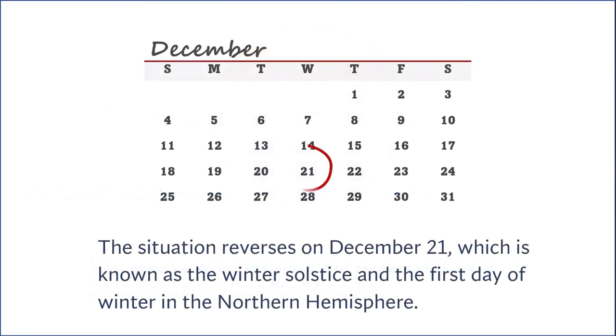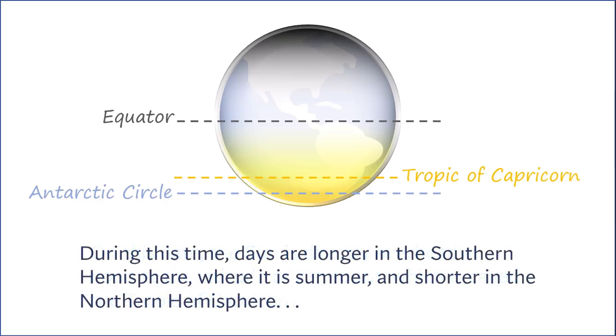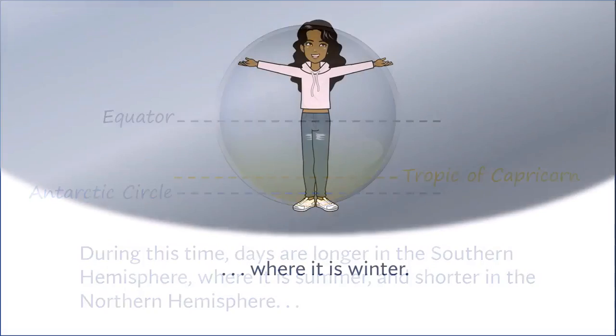The situation reverses on December 21st, which is known as the winter solstice and the first day of winter in the northern hemisphere. On this date, the Sun is directly overhead at noon at the latitude of 23 degrees south, which is called the Tropic of Capricorn. During this time, days are longer in the southern hemisphere, where it is summer, and shorter in the northern hemisphere, where it is winter.